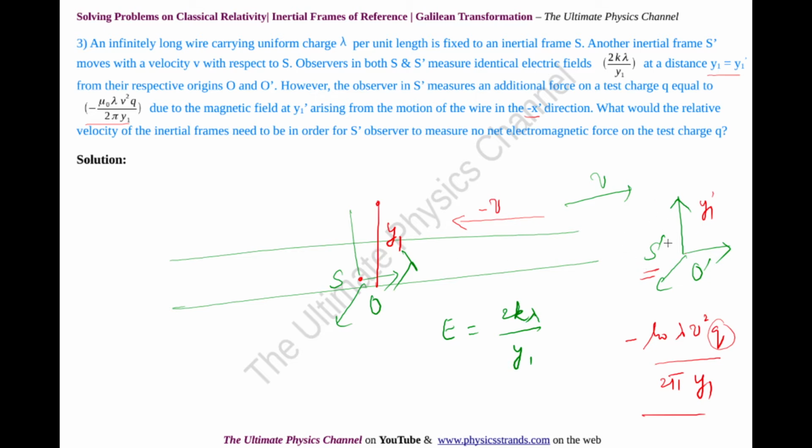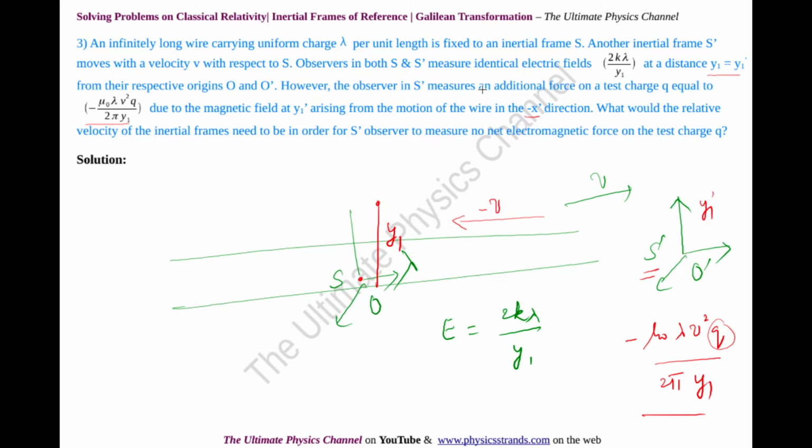Since it is moving in the S prime frame of reference, the conductor must also produce a magnetic field. And because of this magnetic field, there has got to be a magnetic force, which is given by this expression, minus mu naught lambda v squared q over 2 pi y1, where mu naught is of course the absolute permeability, or permeability of free space.